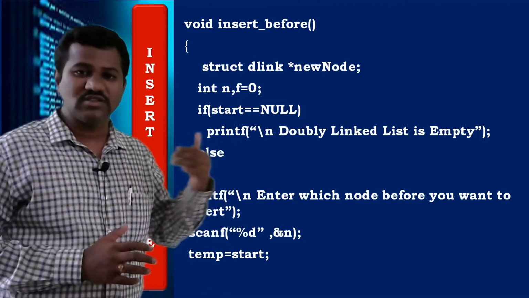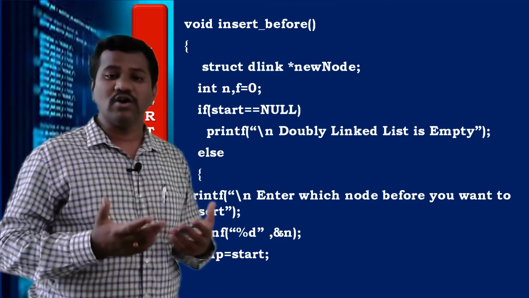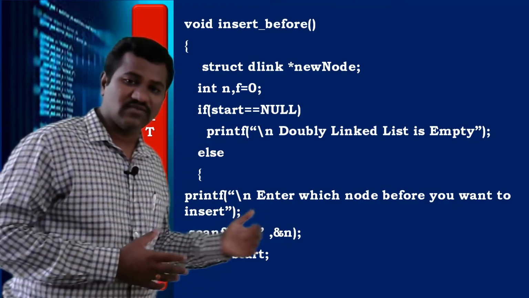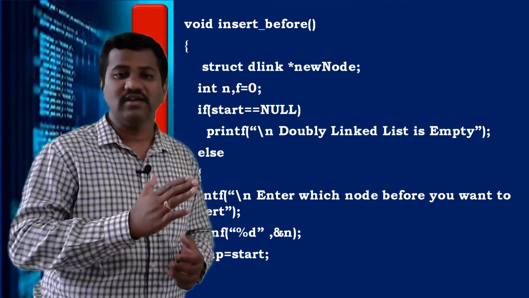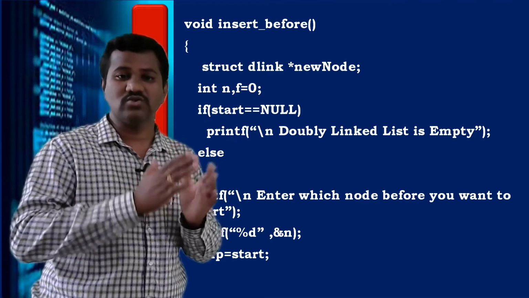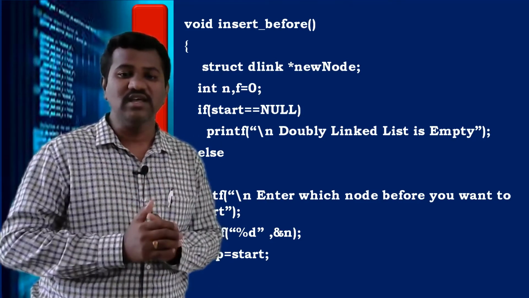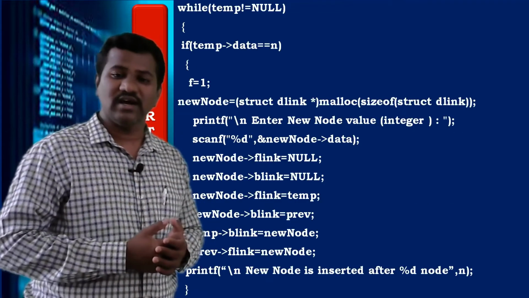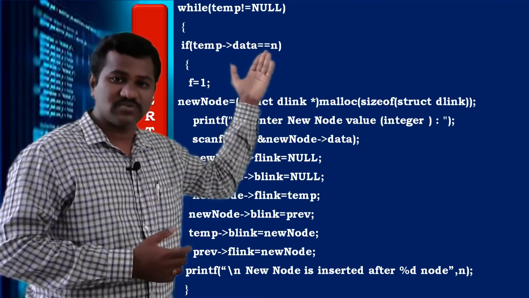If that condition is false, it goes to the else part, and we are asking the user to enter which node before you want to insert, and I'm going to use scanf here, and I'm storing that in some variable called n. Now what I need to do is start from the first node. I need to compare the data part of the first node with respect to n. If a match is found, stop the process. If a match is not found, I need to go to the next. And for that purpose, we'll be going with a while loop. While temp is not equal to null, if that is true, I'm going to compare the first node data part with respect to n.